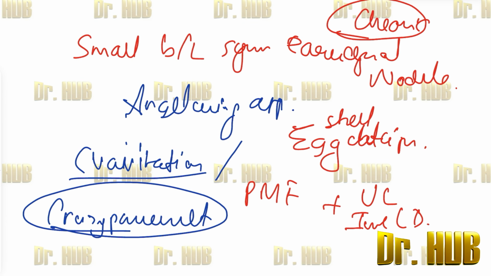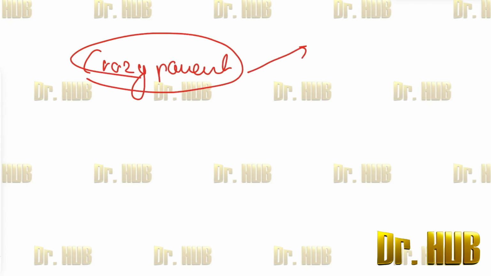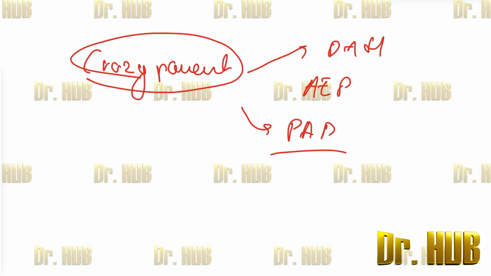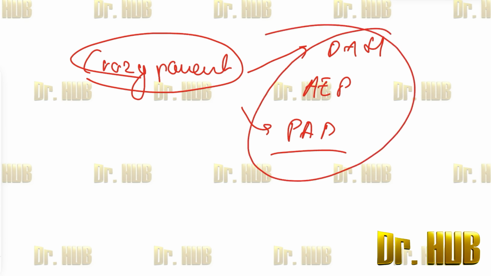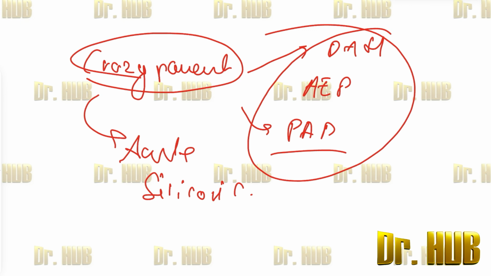So what are some differential diagnoses? It's important we know this as well. Important in case of the crazy pavement pattern are conditions such as DAH, diffuse alveolar hemorrhage, then AEP, acute eosinophilic pneumonia, and PAP, that is pulmonary alveolar proteinosis. So these are some important differential diagnoses. Apart from this, we also had acute silicosis. So this was all about silicosis.